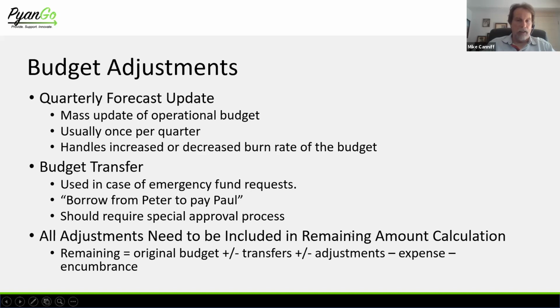And then when I calculate the remaining amount, I should have the original budget plus or minus any transfers, plus or minus any adjustments, and then my actuals that are coming from the transactional system.